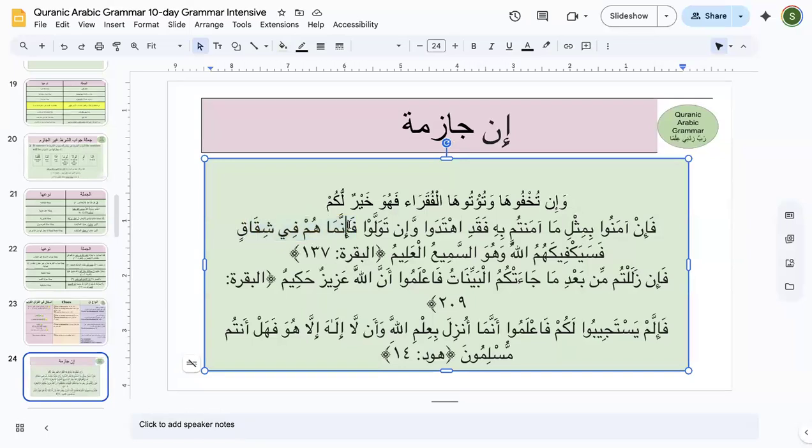So this innama, why is the fa there? Because innama is in the beginning, right? Fa rabita came because the sentence is beginning with innama.